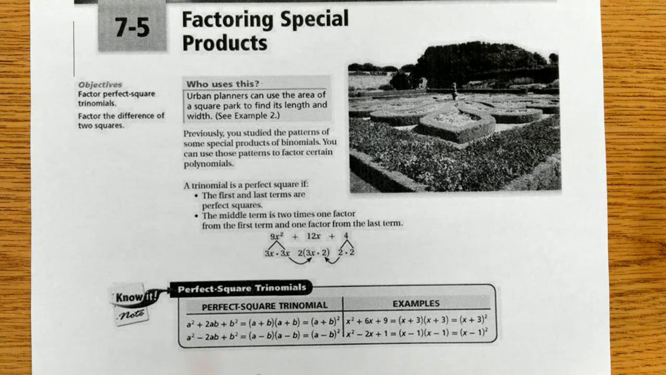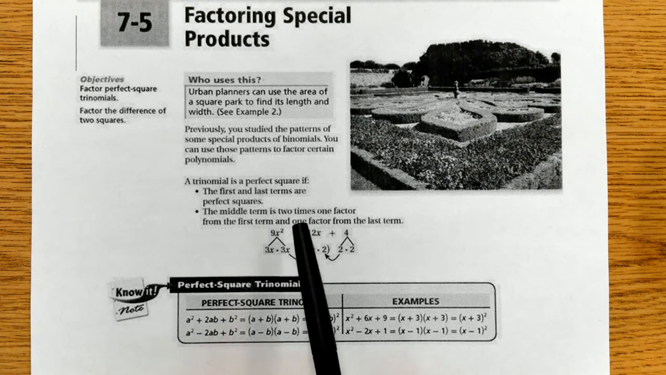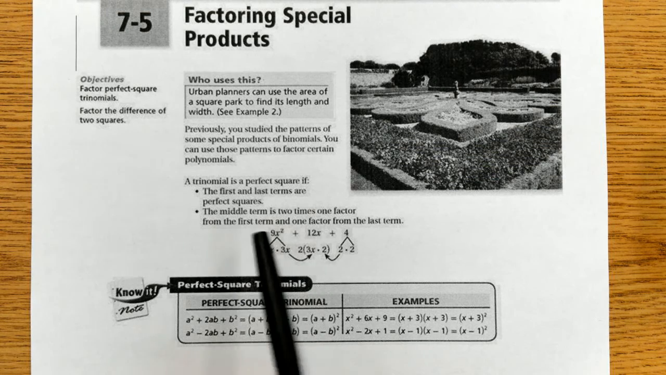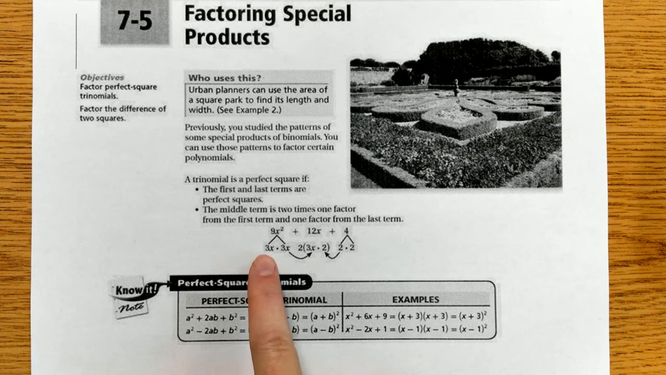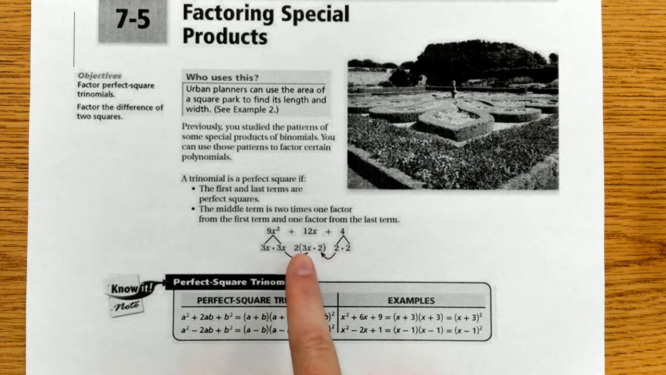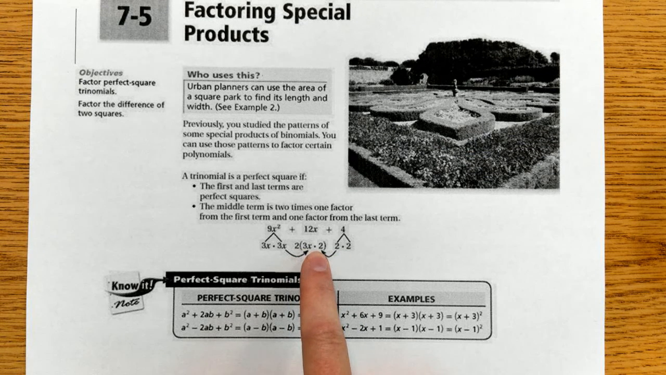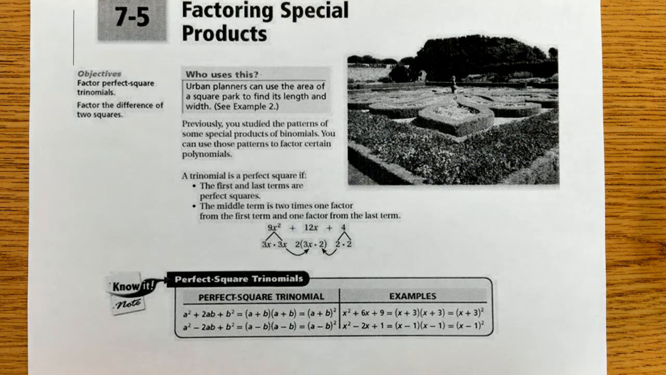It's 2 times 2. Then to check if our middle term meets the requirement of being 2 times one factor of the first term and one factor from the last term, we're going to take 3x times 2, because 3x is one factor of the first term, 2 is one factor from the last term. So 3x times 2 will give us 6x, and then we take that and multiply by 2. So 2 times 6x gives us 12x. So therefore, this trinomial is a perfect square.